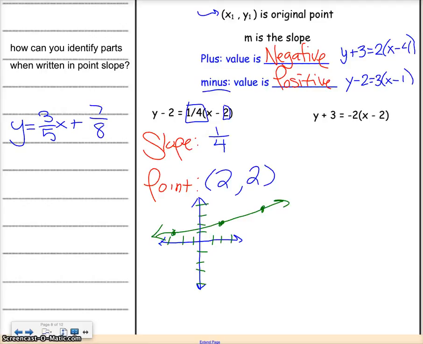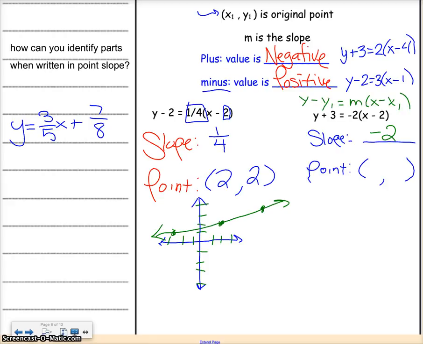Okay, next one. I want to identify my slope, and I want to identify the point that this line goes through. Okay, so my slope is whatever's in front of the parenthesis. What's in front of the parenthesis? Yep, -2.